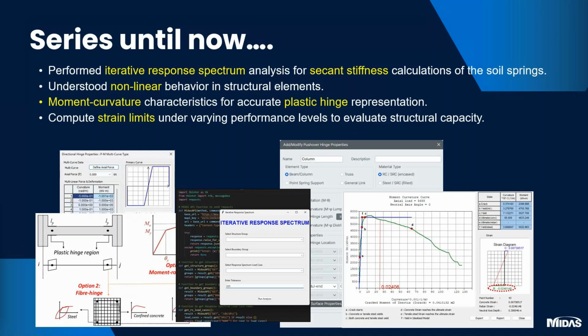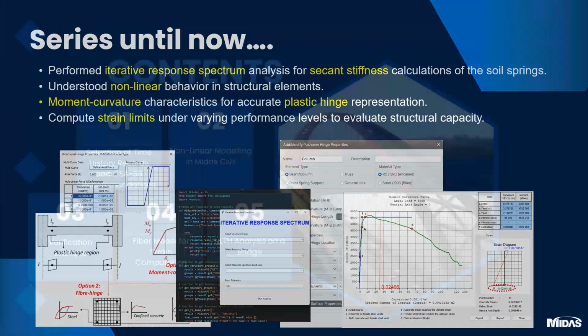In this series up till now, we have covered the iterative response spectrum analysis to consider the secant stiffness calculations for the soil springs. Then we have also understood the nonlinear behavior in the structural elements, the basic concepts of it, and how we compute the M-phi curves and the plastic hinge properties for the substructure elements. We also found the method to compute the strain limits in MIDAS Civil, which are given in CSA S619, to evaluate the performance of the structure under the pushover analysis.